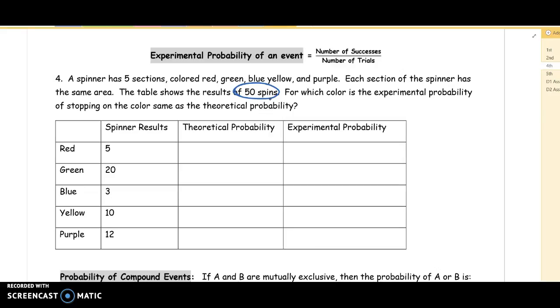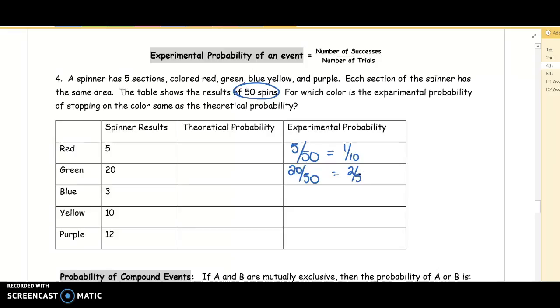So, for experimental probability, we spun red 5 times out of 50 spins. The experimental probability is 5 over 50. What is the experimental probability of green? 20 over 50. And these can all be simplified. This one is 1/10. This one is 2/5.